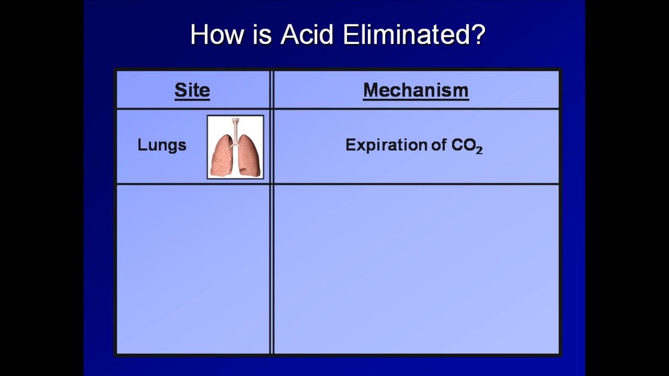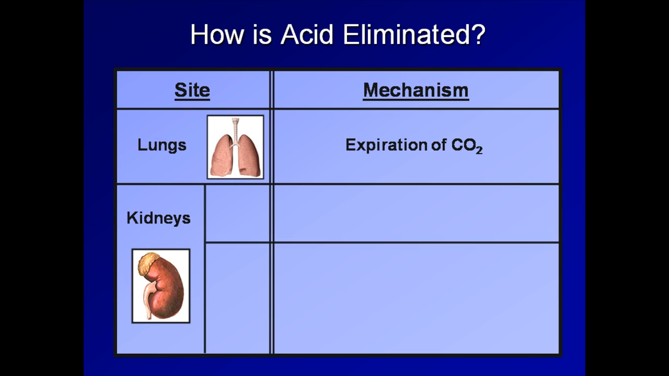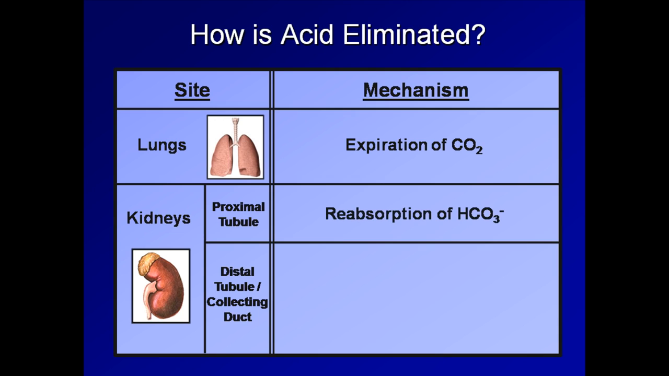The second and more complicated site of acid elimination is the kidneys, where acid is partly eliminated in both the proximal convoluted tubule of the nephron as well as the distal tubule and collecting duct. In the former, the major mechanism is through reabsorption of bicarbonate. In the latter, two mechanisms are seen.